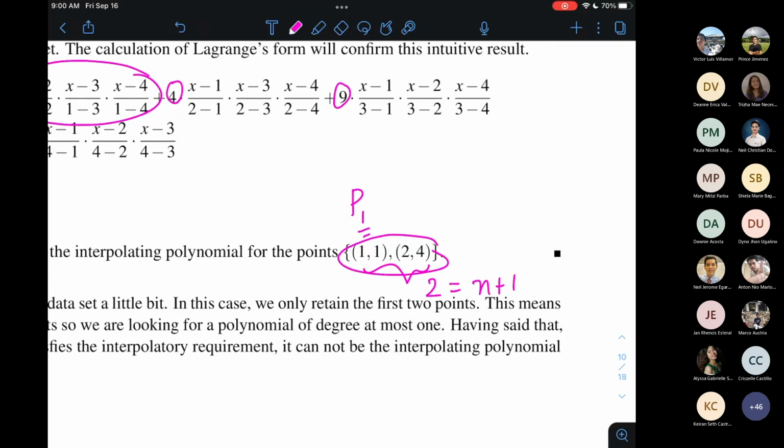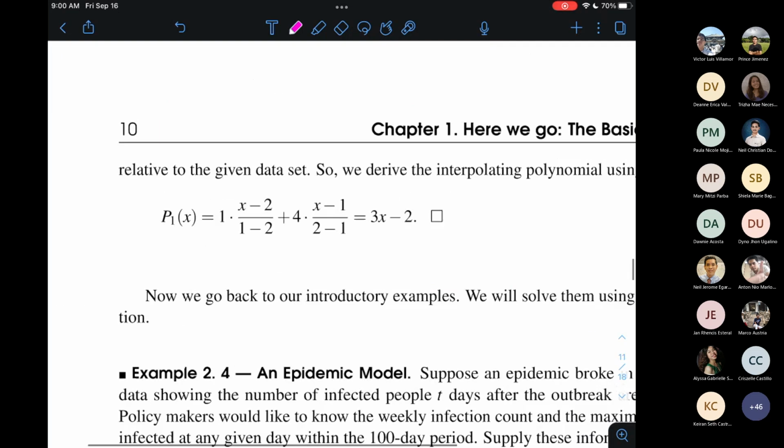So, here, gagamitin ko lang yung Lagrange formula and I will get the linear function 3x minus 2. And true enough, when you plug in x equals 1, you get 1. If you plug in x equals 2, you get 4. So that would be our AIP for this problem.